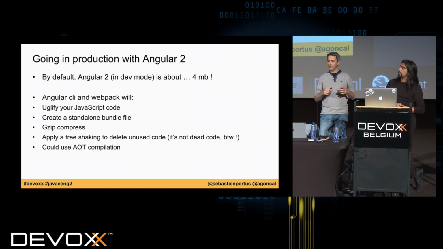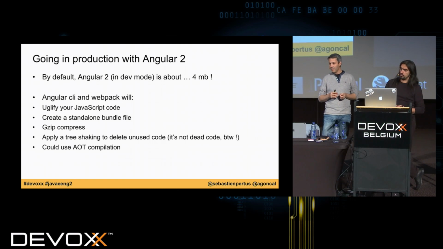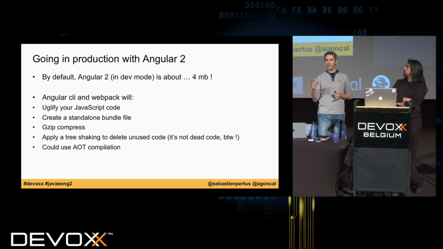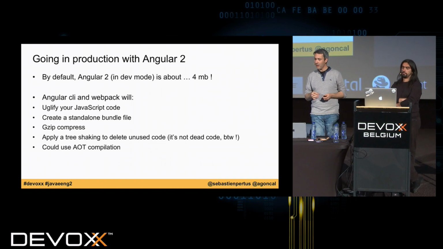It will uglify your JavaScript code. It will make a standalone file. It will gzip your file, and of course, gzipping text is really efficient. If you want, you can apply what we call tree shaking, and it's really cool because it will delete all the stuff, all the methods of the classes from the Angular SDK that we don't need in our application. And finally, you can use what we call AOT compilation.